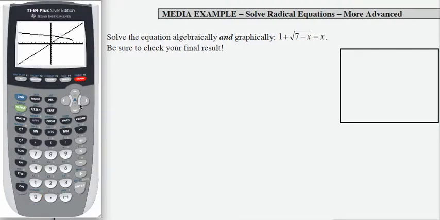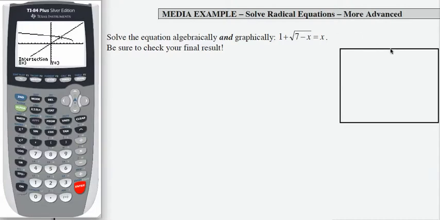And that's going to show me a really good picture of the situation. I have a solution here, and I can see by the graphs that there are no more solutions. The radical part of the graph is going to continue up, the linear part is going to continue, and they're only going to intersect in this one place. So let's see what that one place is. Second calc number 5, and then I'm going to hit enter 3 times. And that's going to give me an intersection of 3, 3.